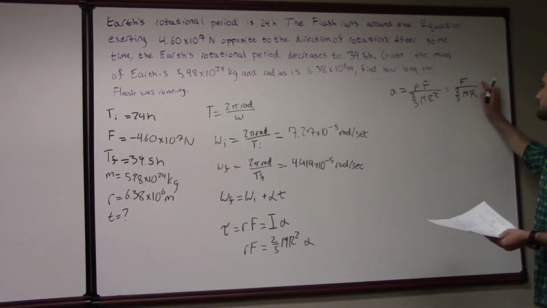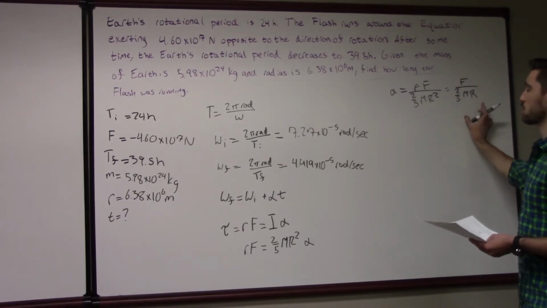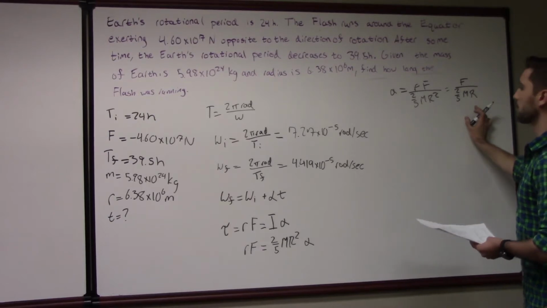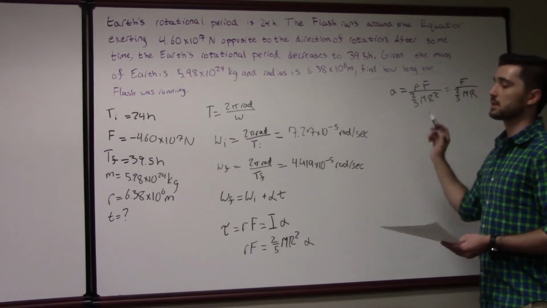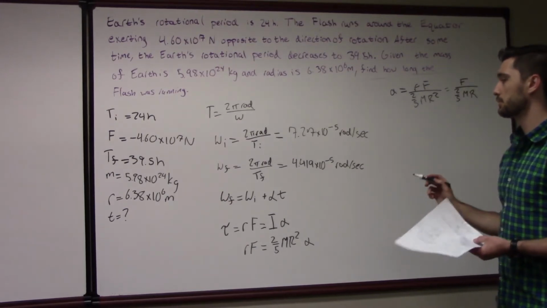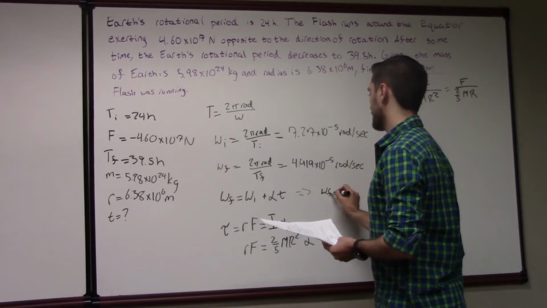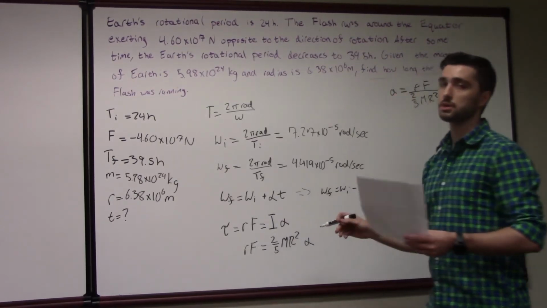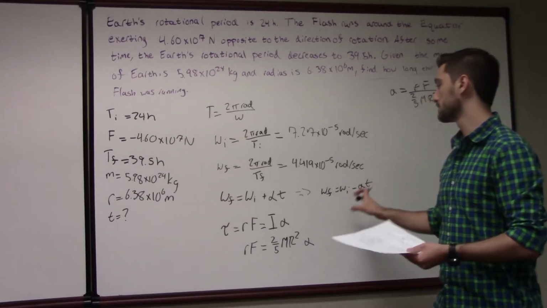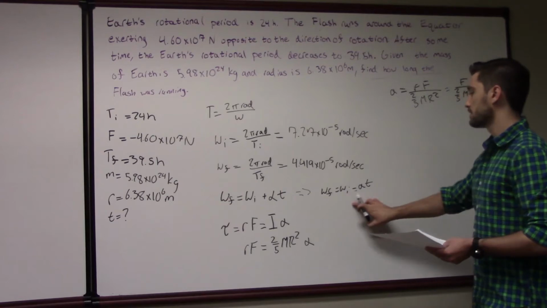Now we know F, and we know m and r. We know this whole quantity here. Something important to note is that we defined our force to be negative, so that means that our angular acceleration is going to be negative. So if we wanted to, we could rewrite this equation right away, just as omega f equals omega i minus alpha t, and save ourselves the trouble of dealing with signs, because we know this is going to be a negative number.